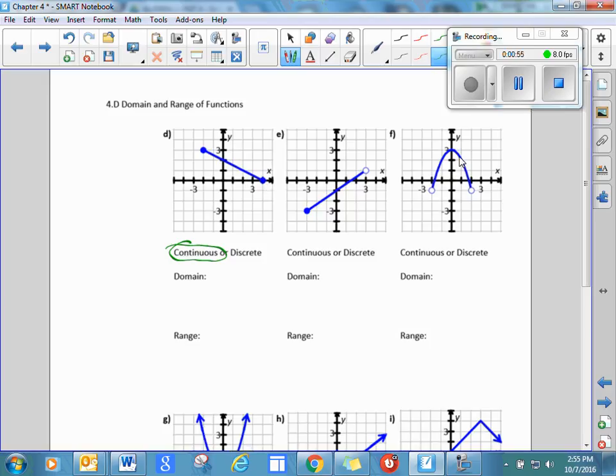And there's 3 examples here of continuous graphs. So we're going to go ahead and ascertain that we are dealing with continuous graphs here. And when you're dealing with continuous graphs, the listing of your domain and your range are substantially different than what we did on the other page.